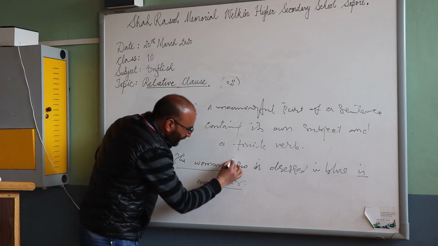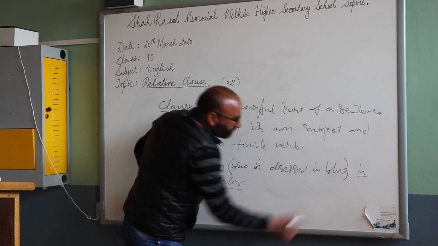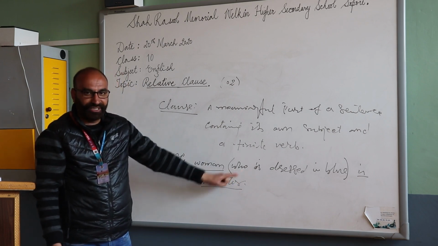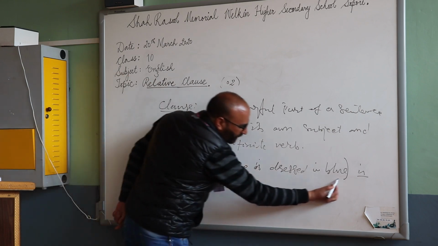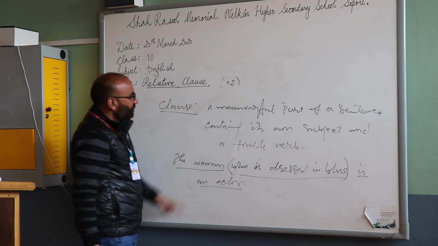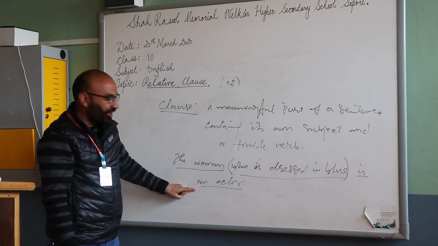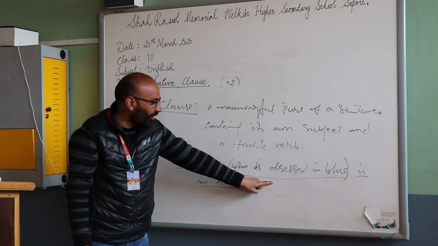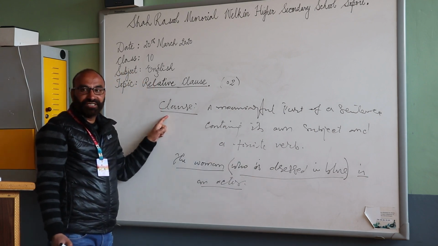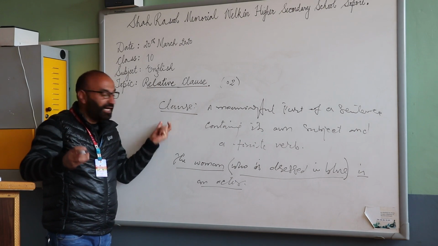The second part is who is dressed in blue. This part of the sentence is called a clause. This is also a clause, but this is called the principal clause. Here it's a subordinate clause. When it comes to clauses, a clause must be a subordinate.